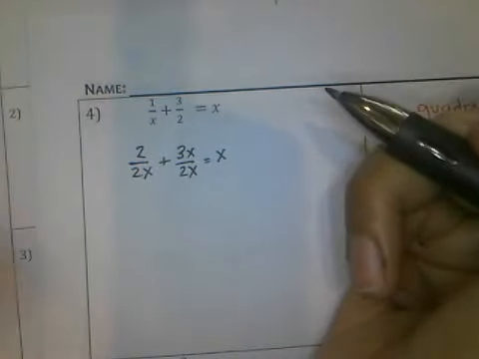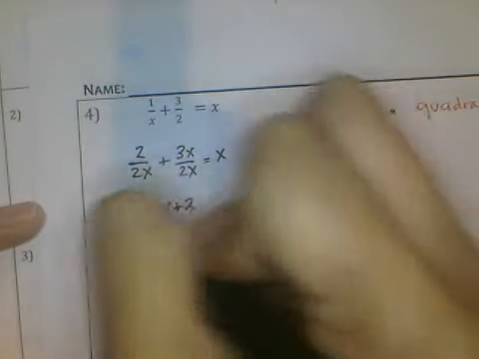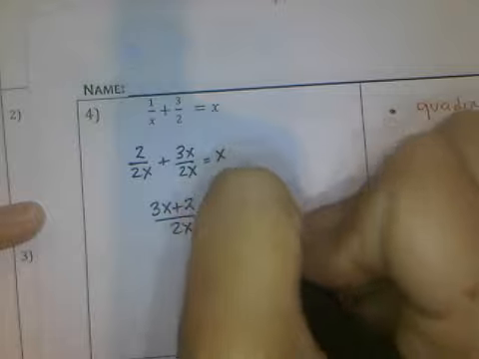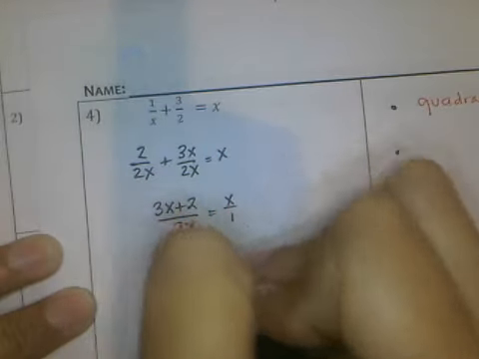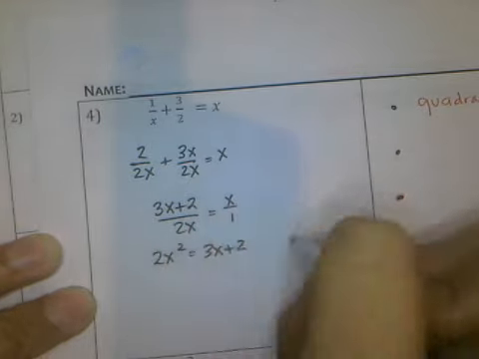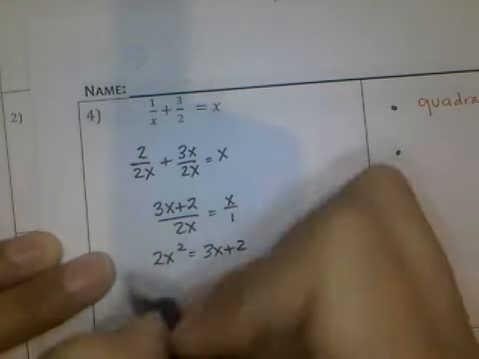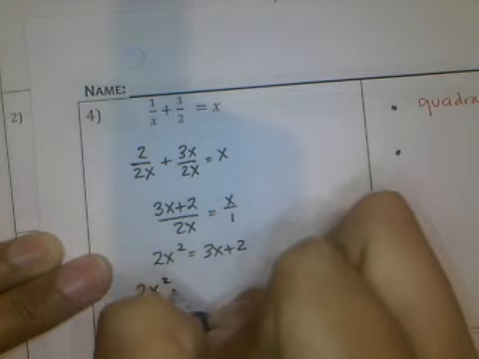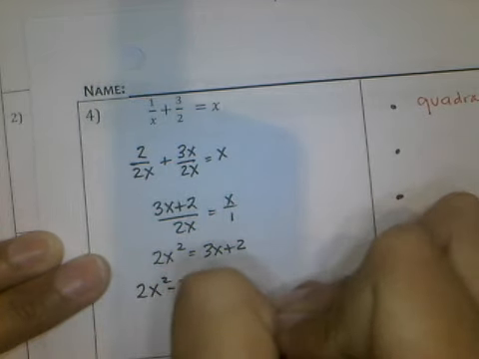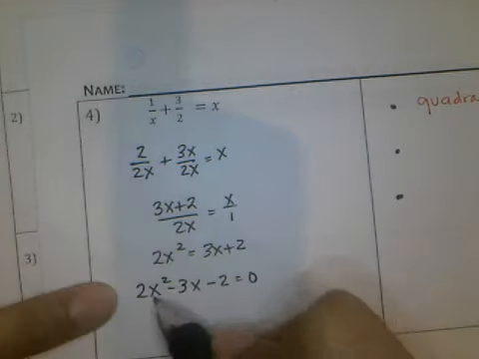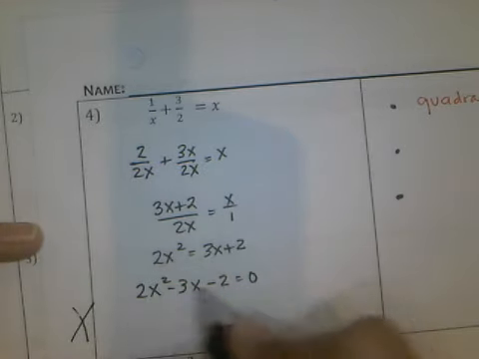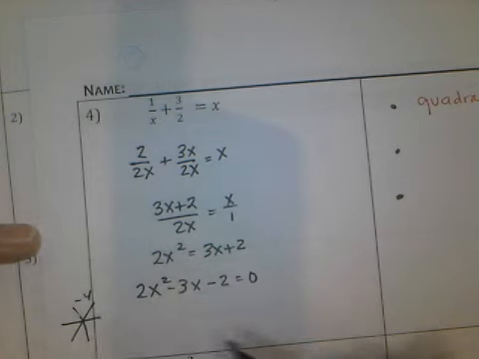When I collect my terms on the left-hand side, this gives me 3x plus 2 over 2x equals x over 1. When I cross multiply now, I get 2x squared equals 3x plus 2. When I bring everything to one side, because this is a quadratic equation, we get 2x squared minus 3x minus 2 equals 0. If I set up my snowflake method, the top would be 2 times negative 2, which is negative 4. And the bottom term would be negative 3.